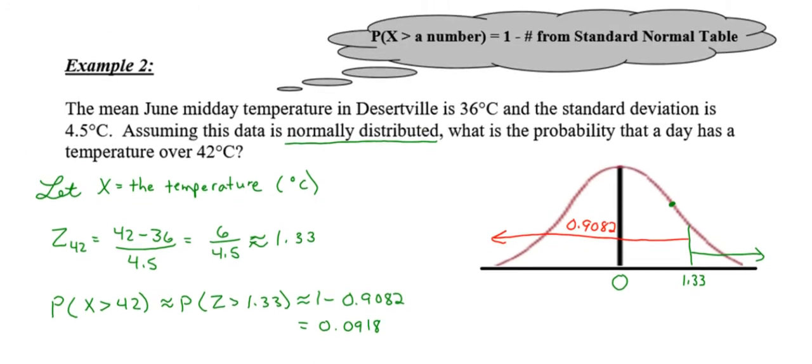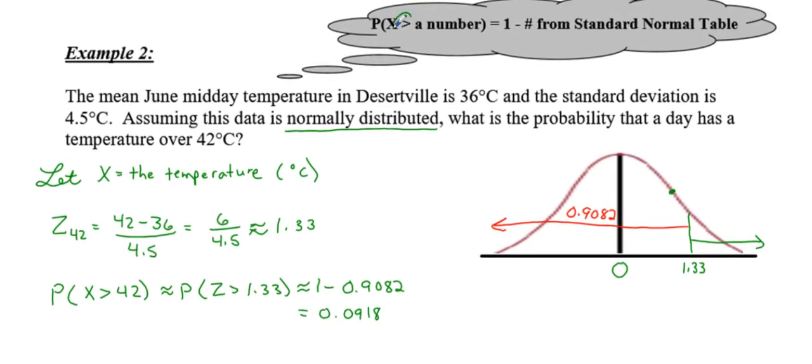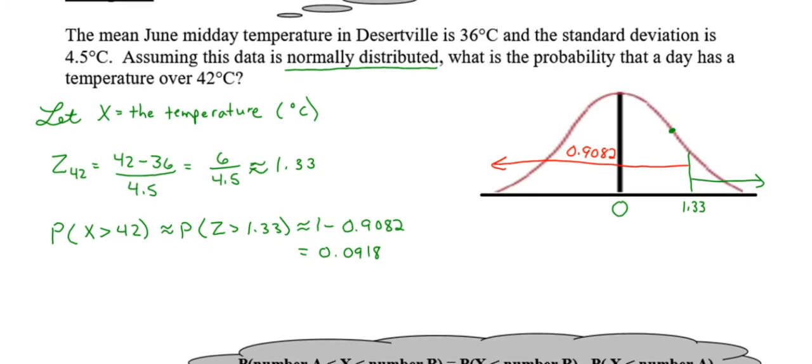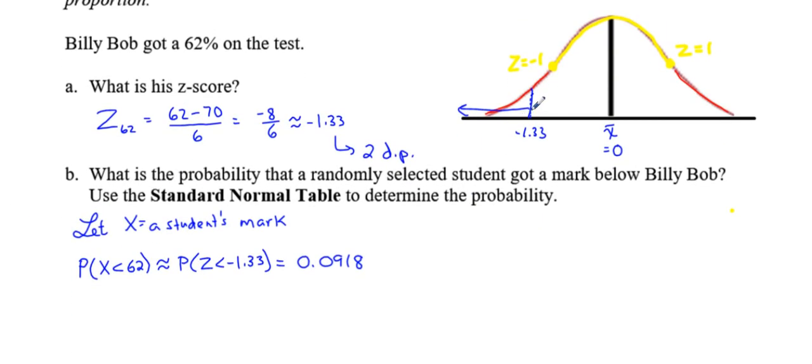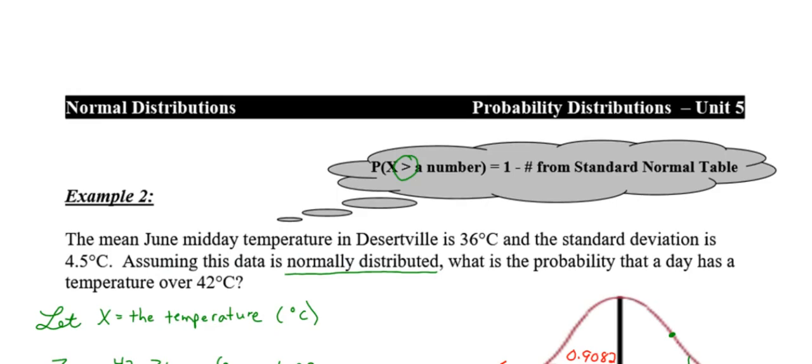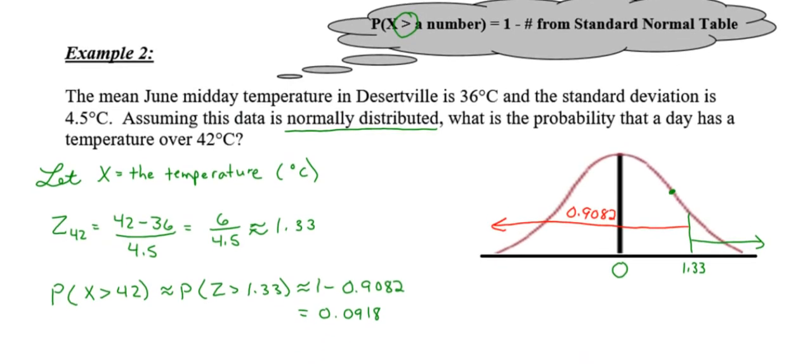So when you want to take the probability of being greater than a number, you have to take the number from the standard table and subtract it from 1. Now, because the normal distribution is symmetrical, notice that the probability of being greater than 1.33 was actually the same as being less than negative 1.33. And while I'm here, I should change that to approximately equal to. So that's how you answer a question where you are greater than.